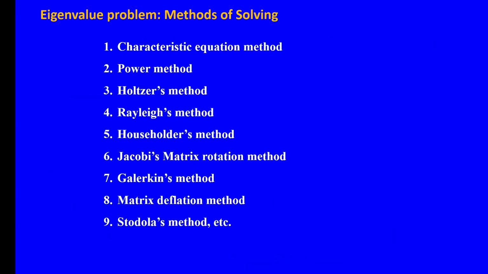Now, how to solve the eigenvalue problems? There are several methods available. One method was mentioned in our previous video. The characteristic equation method, power method, Holzer's method, Rayleigh's method, Householder's method, Jacobi's matrix rotation method, Galerkin's method, matrix deflation method, Stodola's method, and many more. Actually, the eigenvalue problem is a mathematical problem, and hundreds of solution methods are available in mathematics to solve this. However, the methods we have shown here are particularly useful for structural dynamics applications.